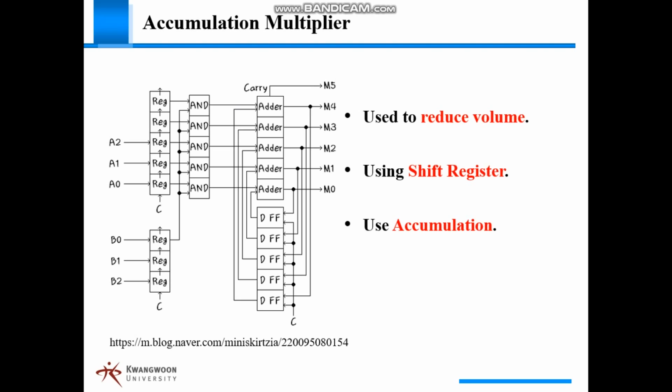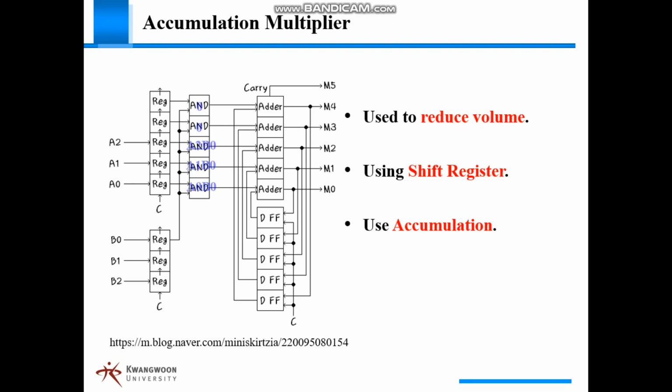Accumulation multipliers are used to reduce volume when using many bits. The array multiplier has a disadvantage that the volume increases drastically as the number of bits increases. The multiplicand and multiplier are connected to the shift register, giving the same result as the array multiplier with a much smaller volume.